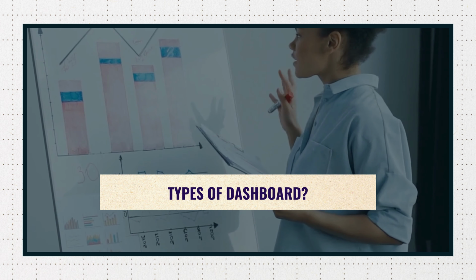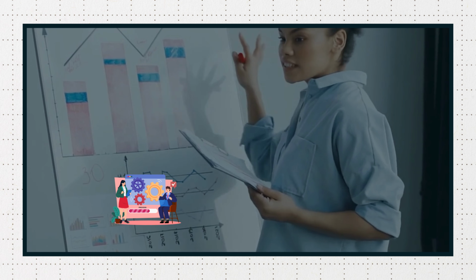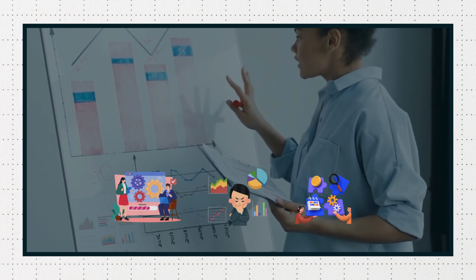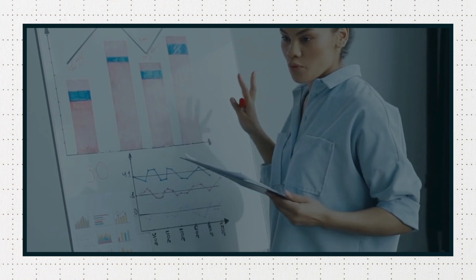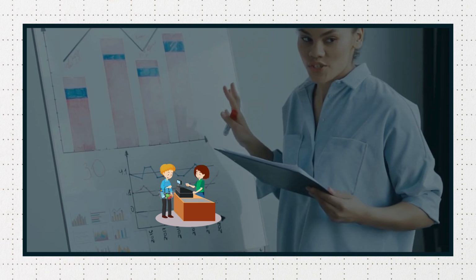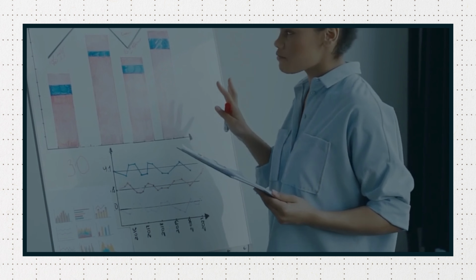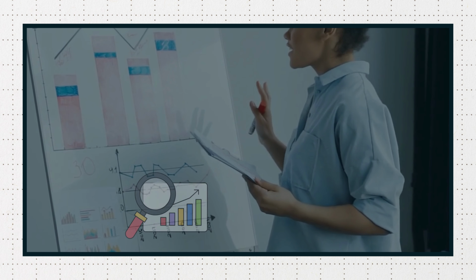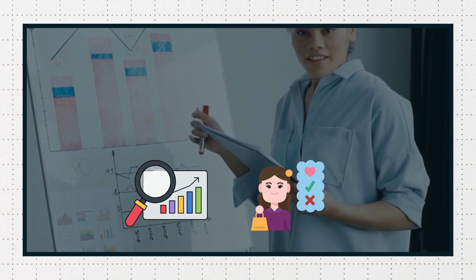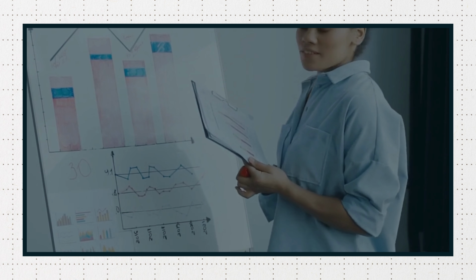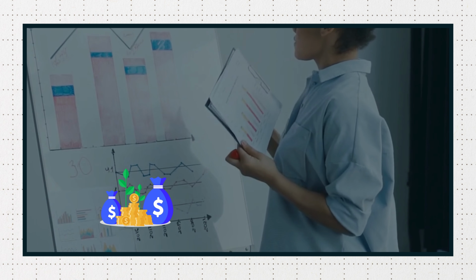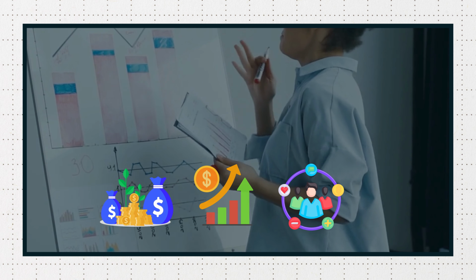There are different types of dashboards: operational, analytical, and strategic. An operational dashboard, for instance, might monitor daily sales or customer support calls in real time. Analytical dashboards dive deeper, showing trends or customer behavior over time, and strategic dashboards focus on high-level metrics like revenue, sales growth, or customer retention.